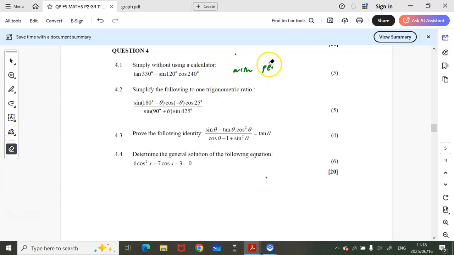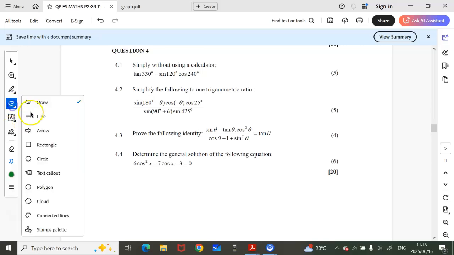Today we are going to look into trigonometry grade 11, simplifying trigonometric ratios without using a calculator and also proving identities. The last one will be our general solution. Let's start with 4.1, simplify without using a calculator.